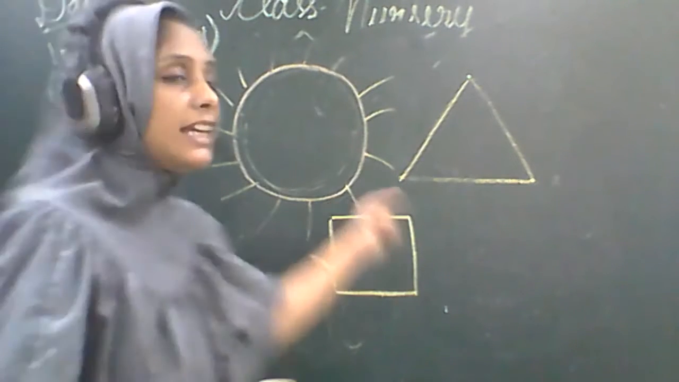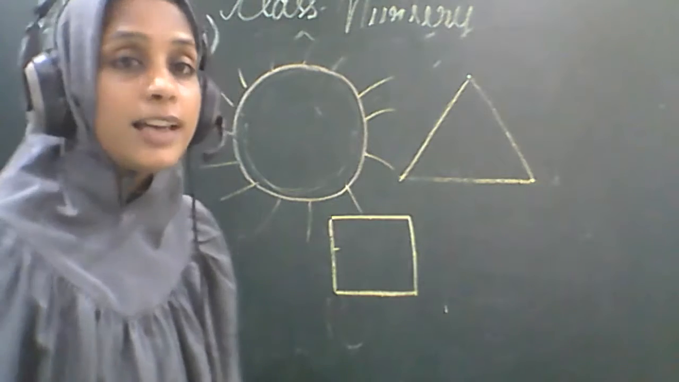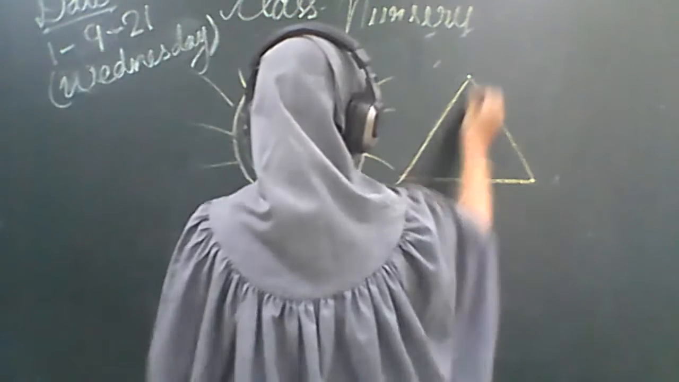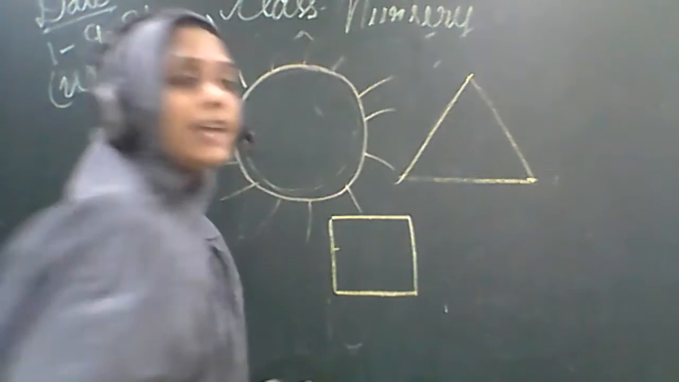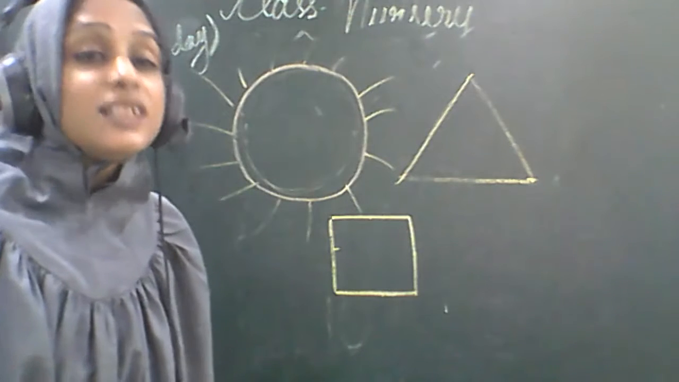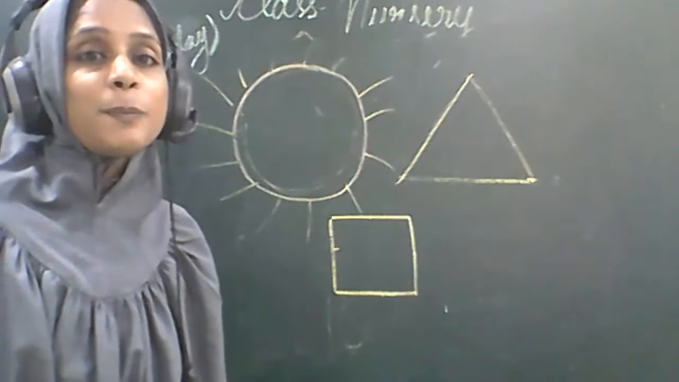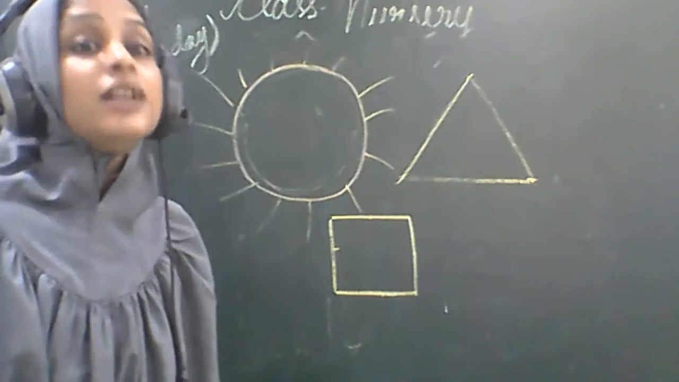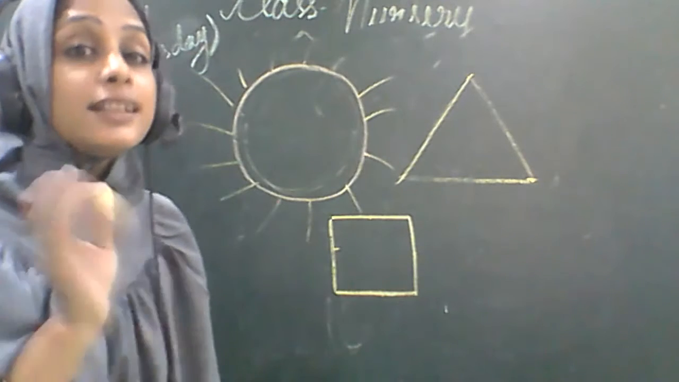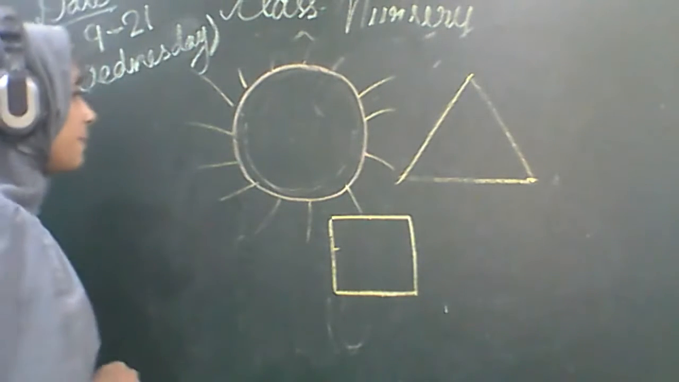Then, triangle. A triangle has three corners. One, two, three. And three sides. Samosa is of triangle shape. Hum jo samosa khate hain, that is of triangle shape.